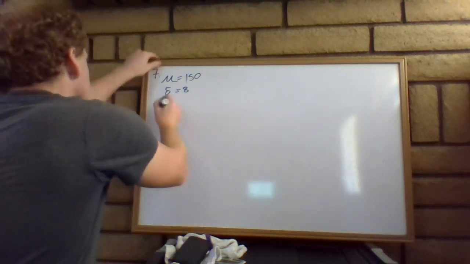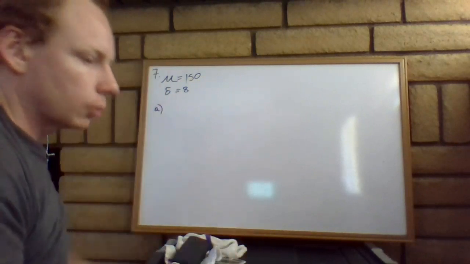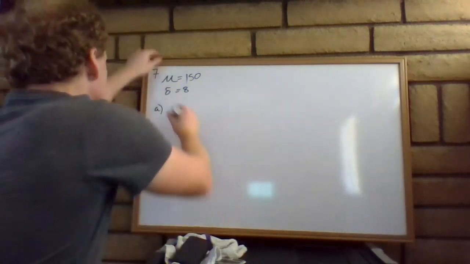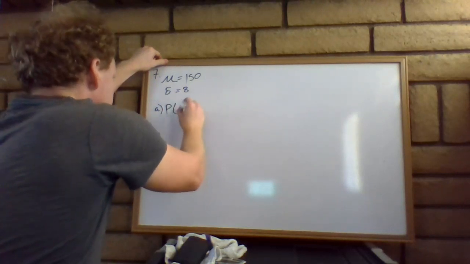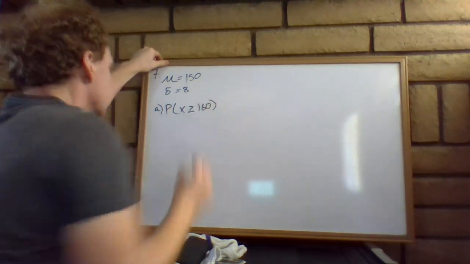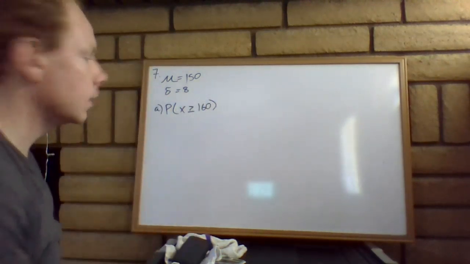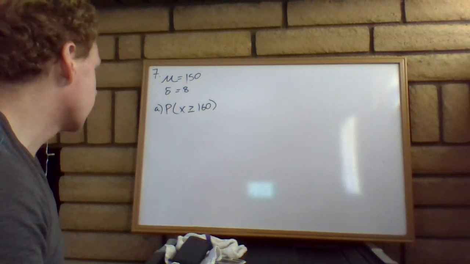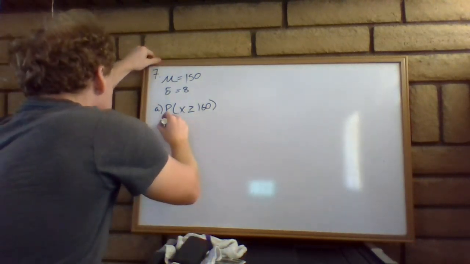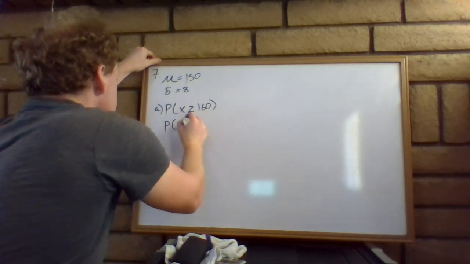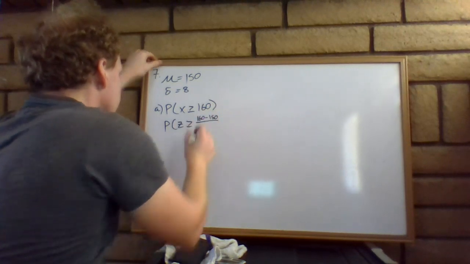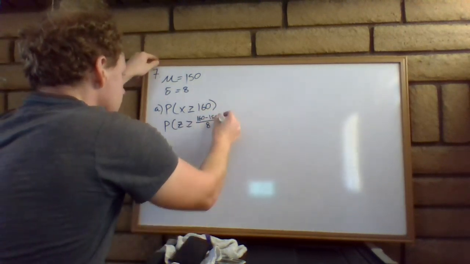All right, so since we're doing normal distributions and we want to see the probability, first, let's put that down. Probability that a measurement we take is greater than or equal to 160. Now we want to change this into a z-score probability because this is a normal distribution. So probability that z is greater than or equal to 160 minus 150 over the standard deviation, which is 8.